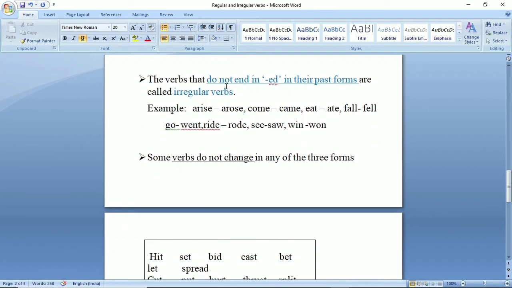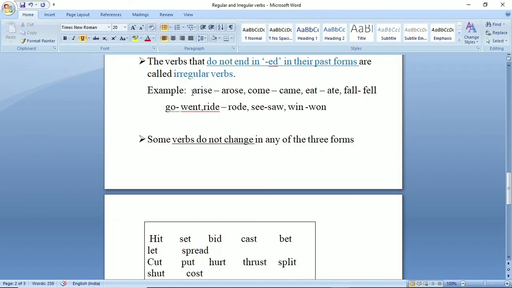See, the verbs that do not end in ed, or you can say ied, or d, or t, in their past forms are called irregular verbs. For example, arise becomes arose, and the third form is arisen. Arise, arose, arisen, right? Come, came. Eat, ate. Fall, fell, and fallen is the third form.